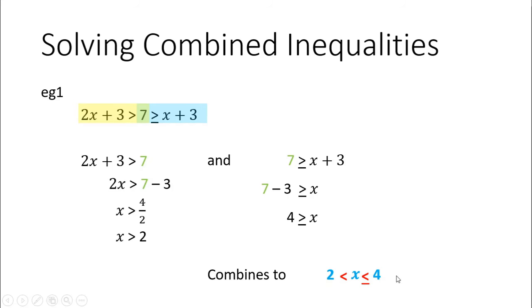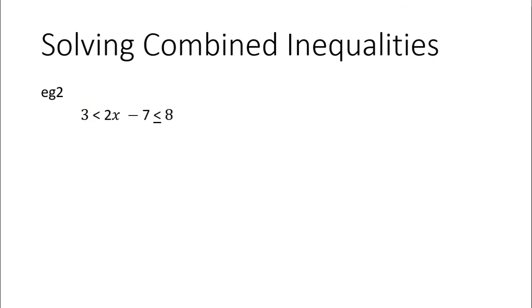Let's try another example. Here we've got, instead of a one-term expression, a two-term expression, 2x minus 7.